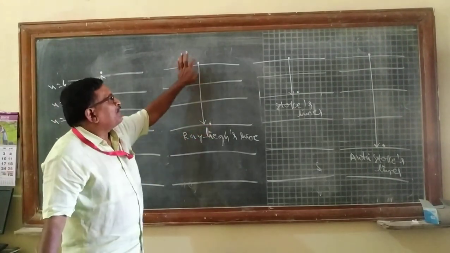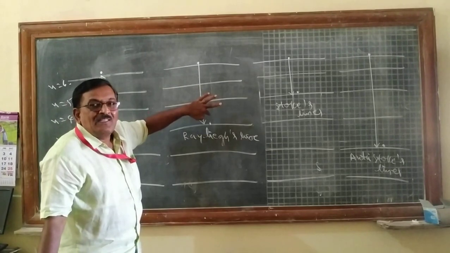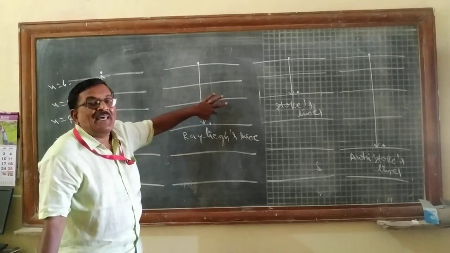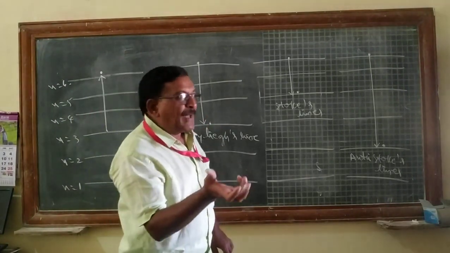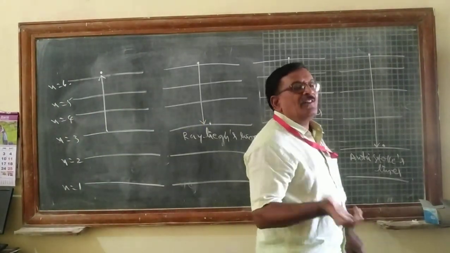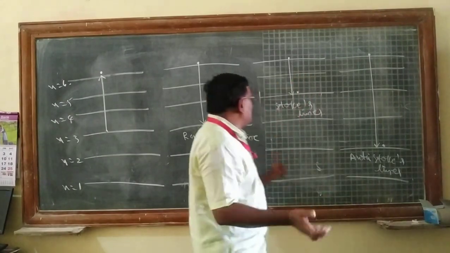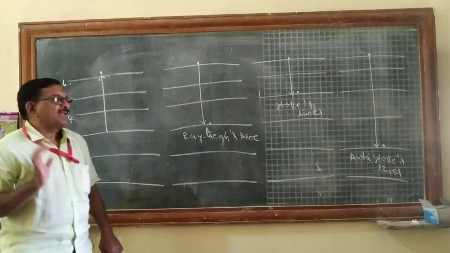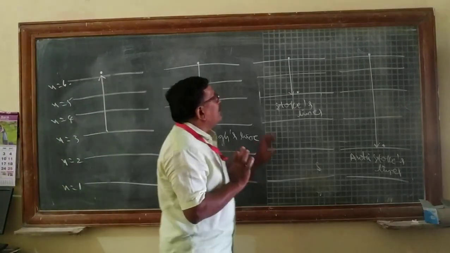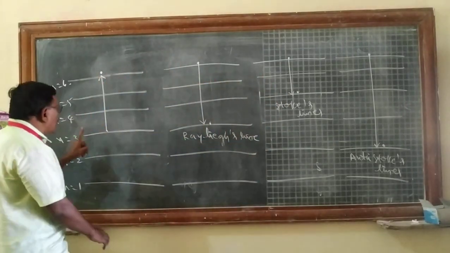During jumping from the higher to the lower energy level, this energy is called Rayleigh's line. It means the previously absorbed energy will be liberated in the form of spectral lines. That line will be called the Rayleigh's spectral line.